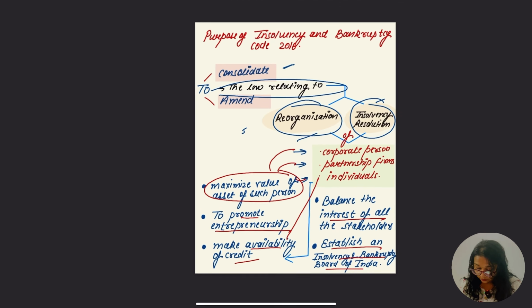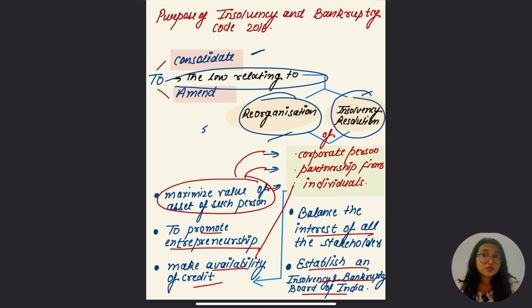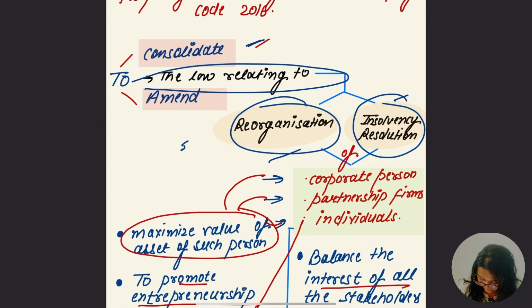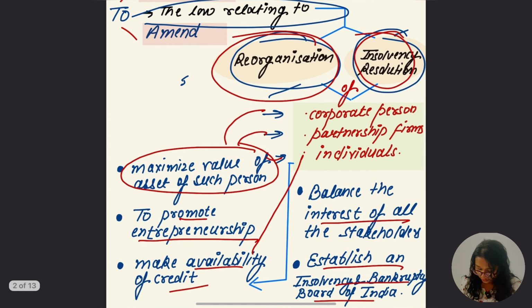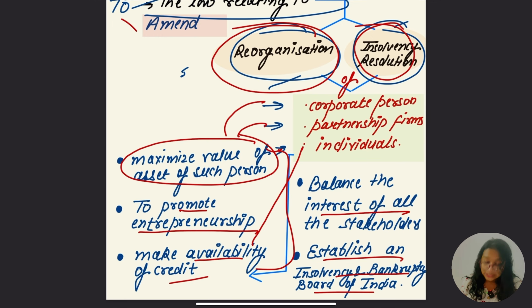So the purpose of insolvency and bankruptcy was first to consolidate and amend the law relating to the reorganization and insolvency resolution of three people: corporate person, partnership firm, and the individual. This was the main purpose.